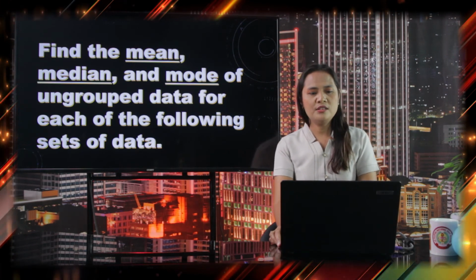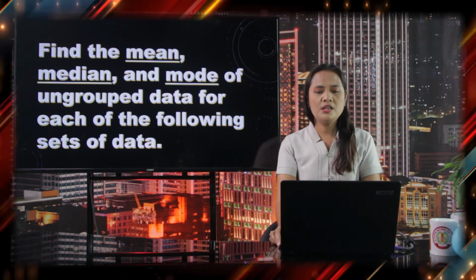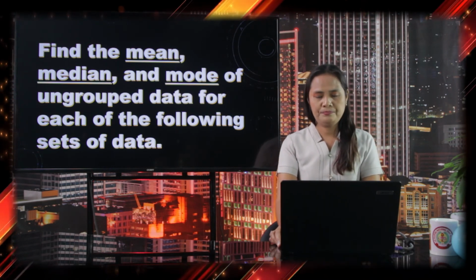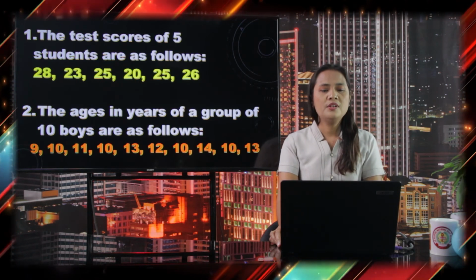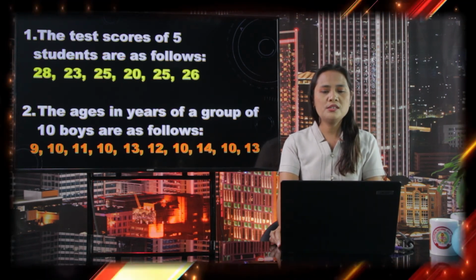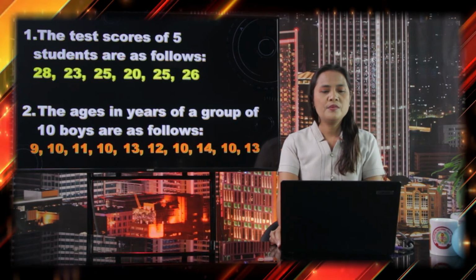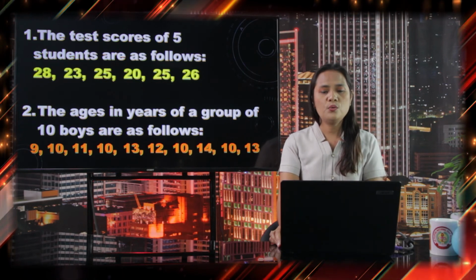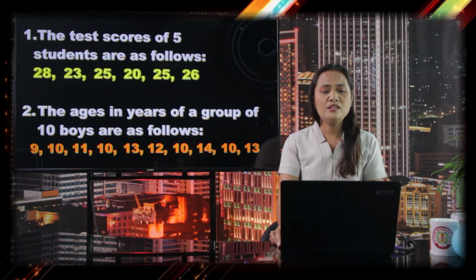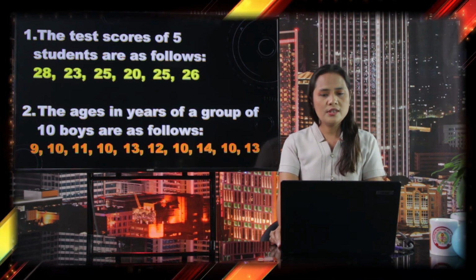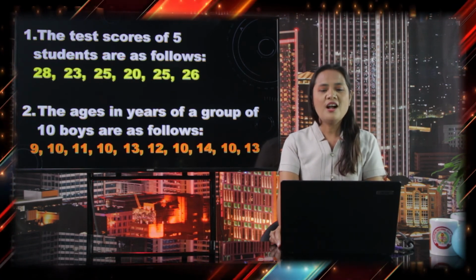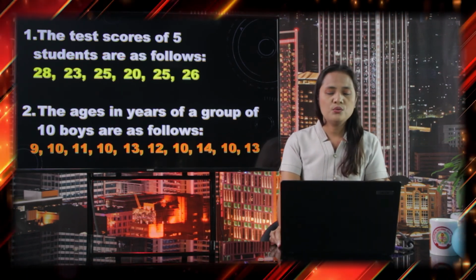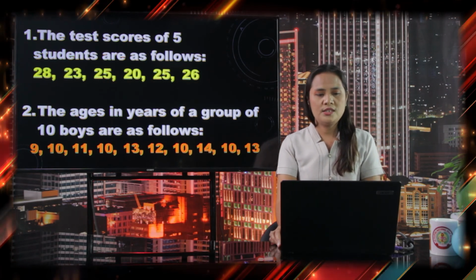Now, let us check your understanding. Find the mean, median, and mode of ungrouped data for each of the following sets of data. Number 1. The test scores of 5 students are as follows: 28, 23, 25, 20, 25, 26. Again, number 1. The test scores of 5 students are as follows: 28, 23, 25, 20, 25, 26.